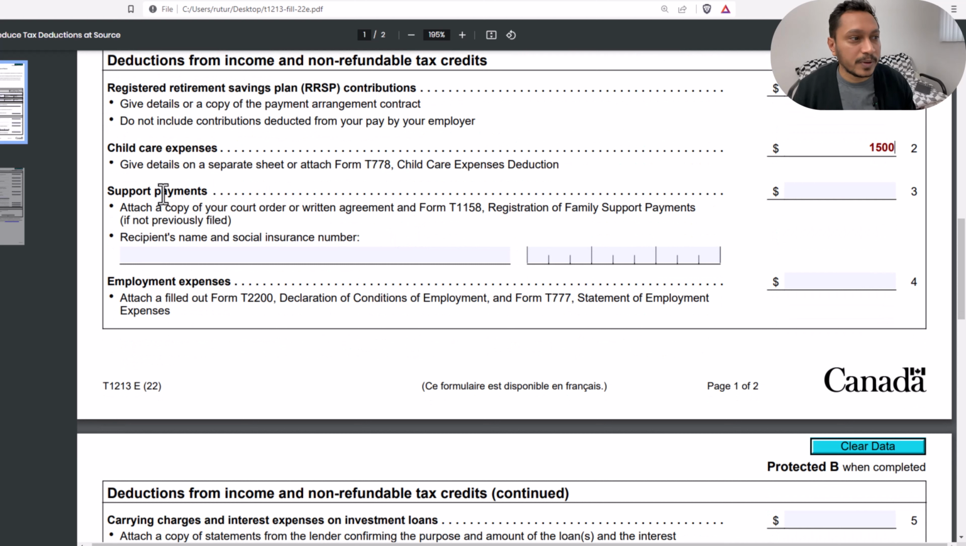If you have support payments, then you would have to fill out this additional form called T1158. If you are providing family support payments, then you would have to enter the information here. For example, I provide $1,000. The name of the recipient for whom you are providing the support payments goes here, and then you have to provide their social insurance number.